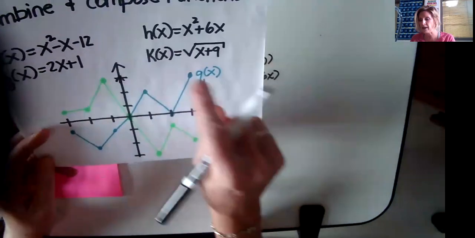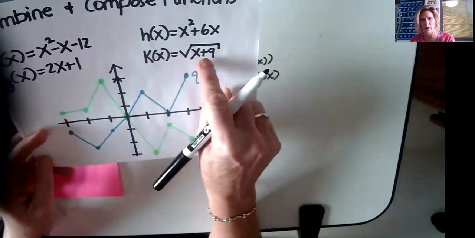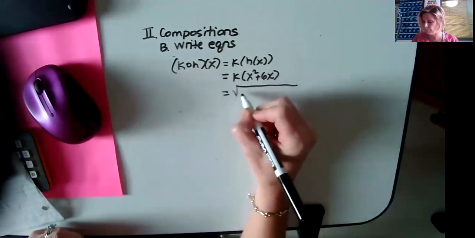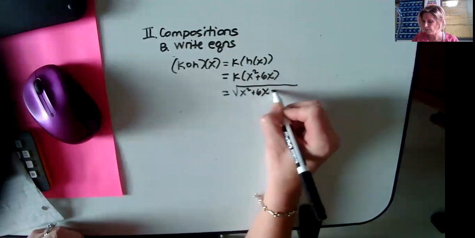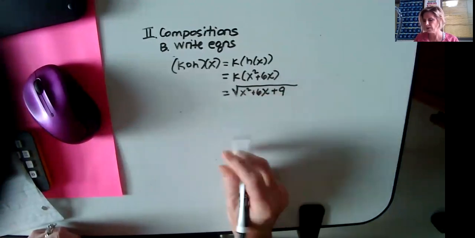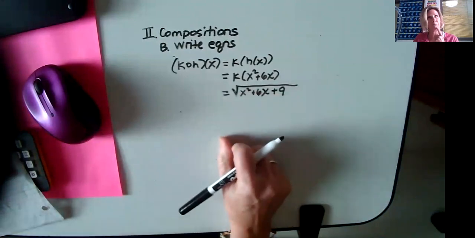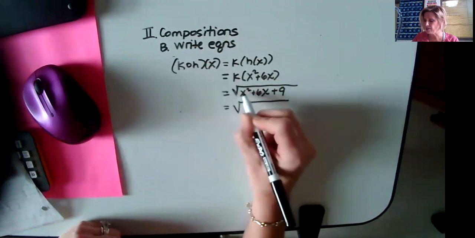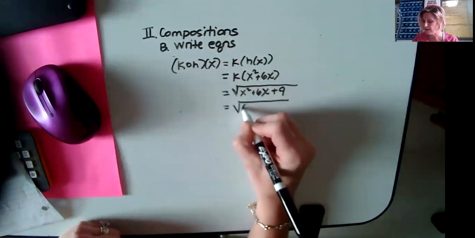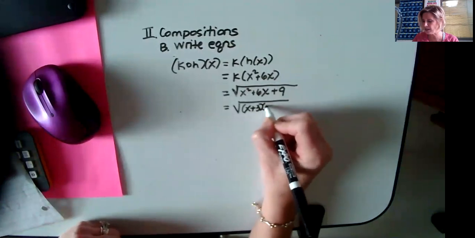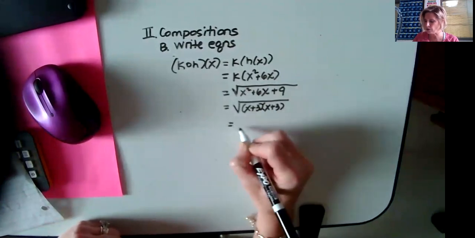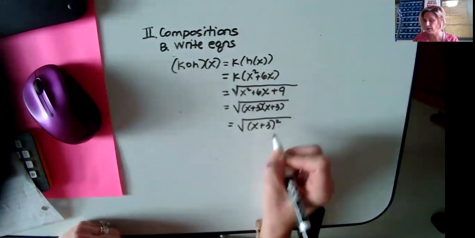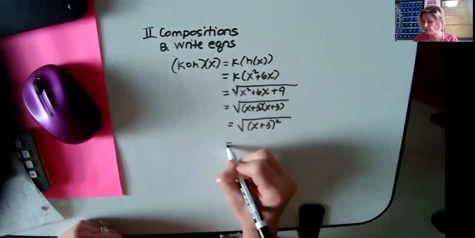So I remember that k of whatever is the square root of whatever plus 9. So it's the square root of whatever plus 9. So I've got that. Now, I wonder if that can be cleaned up. Well, do you recognize that x squared plus 6x plus 9 factors into x plus 3 times x plus 3, which of course is the square root of x plus 3 quantity squared, and that's equal to x plus 3.